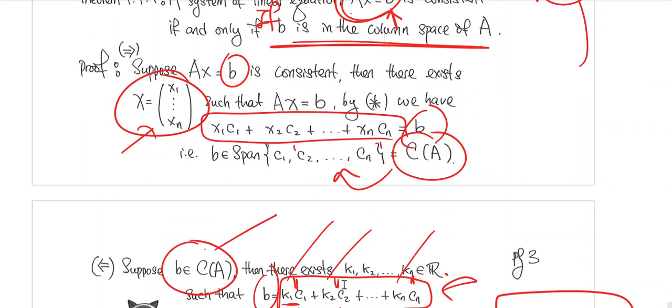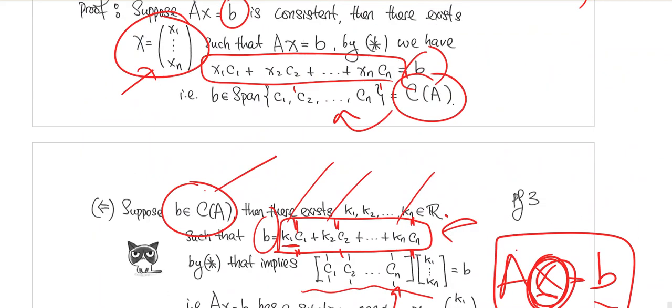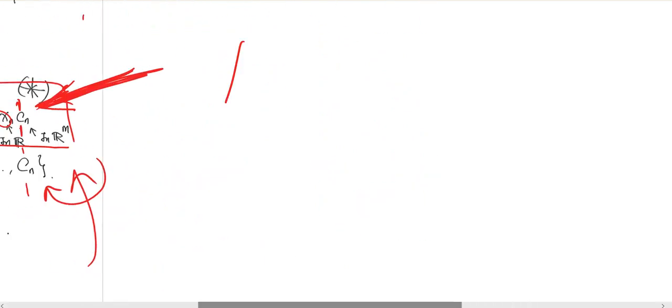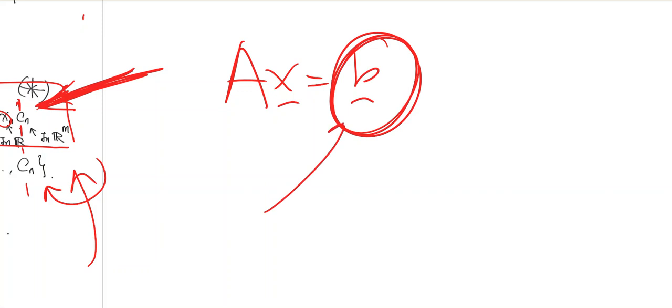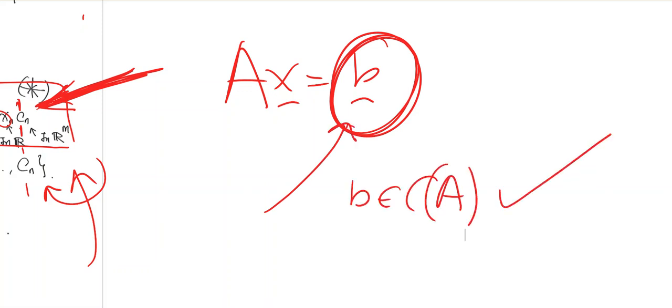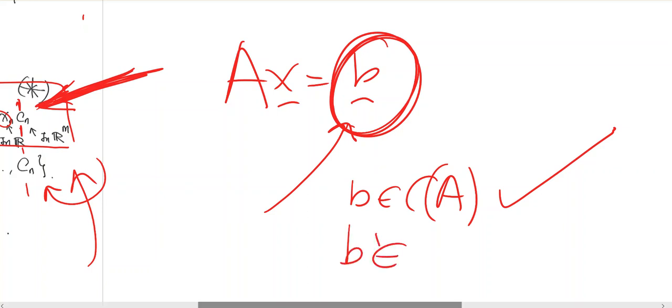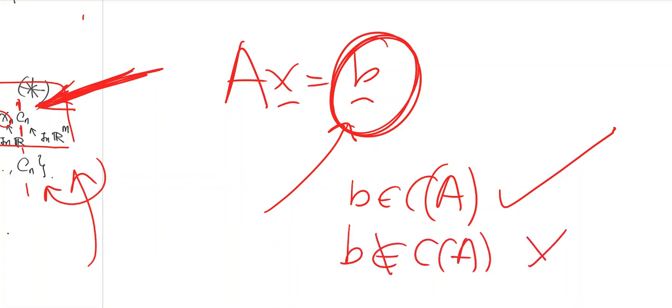So this is critical, so critical that I am going to write it down right here. AX equals B has a solution or not completely depends on where this B is. If B is in the column space of A, yes, we have a solution. If B is not in the column space of A, no, we don't have a solution.